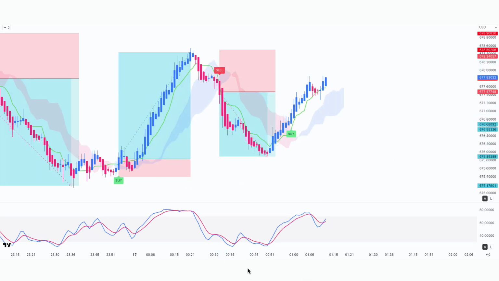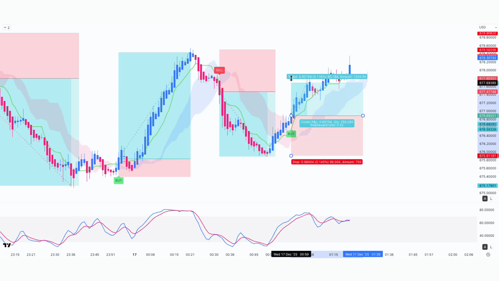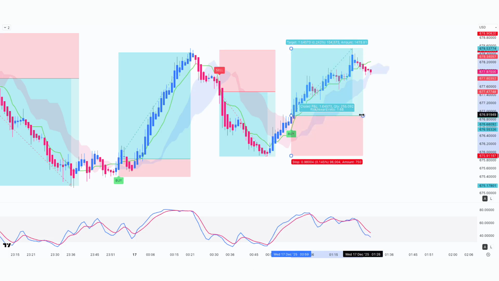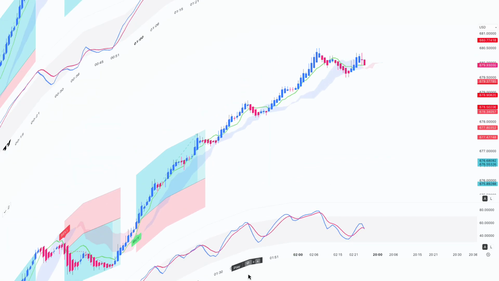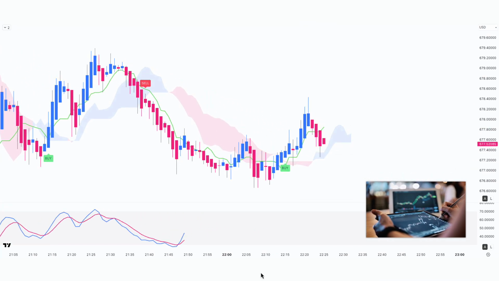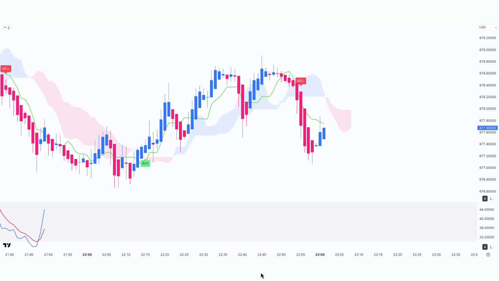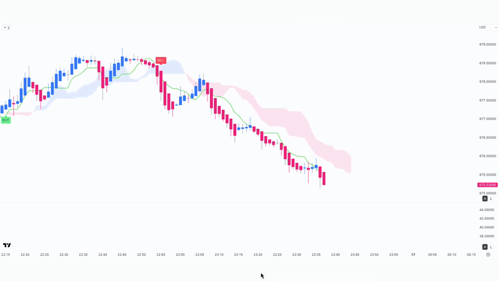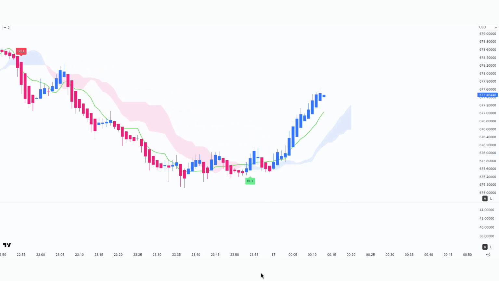But here's the key. I never used it alone. I combined it with confirmation, proper timing, and strict risk management. That's when the results started to feel consistent. So if you're ready to remove guesswork and trade with clarity, make sure you watch till the end.